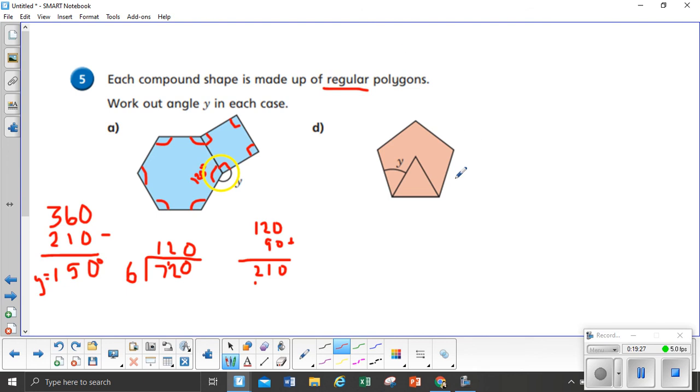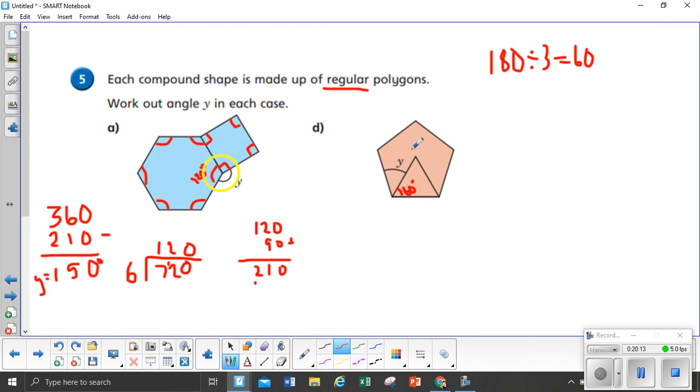Right, this one I've got a regular polygon inside another polygon. This external shape has got 1, 2, 3, 4, 5 sides, so that is a pentagon. My internal has got 1, 2, 3 sides, so that is a regular triangle. In a regular triangle, each angle is 60 degrees, because 180 divided by your 3 angles equals 60.